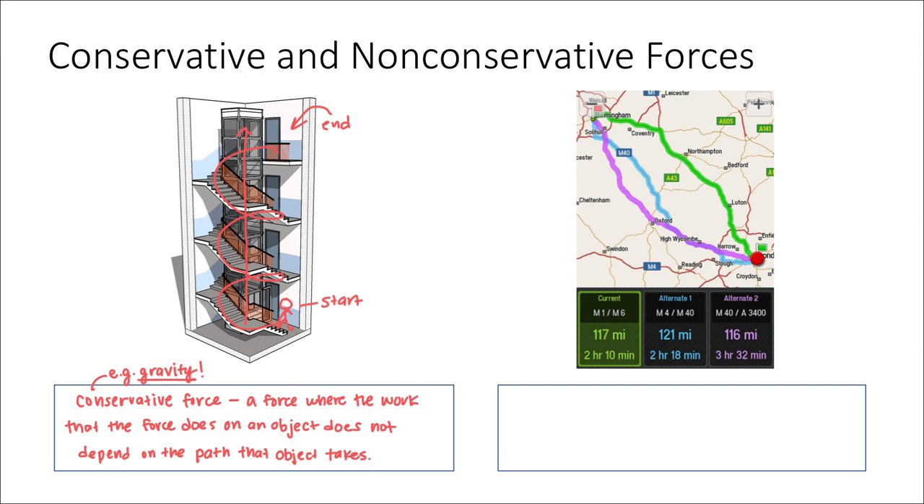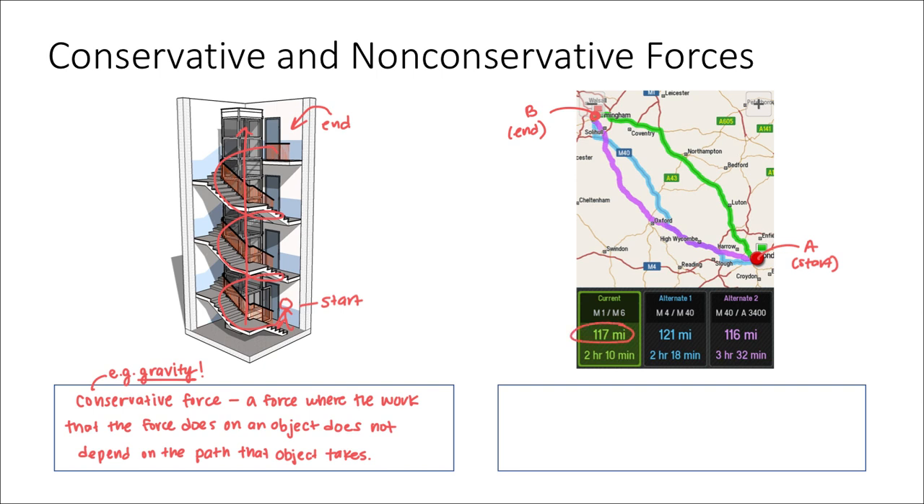Now, when it comes to a non-conservative force, I'd like you to think about your GPS. If you've ever used your GPS, you've probably been given a few different selections for a route that you'd like to take from point A to point B. So let's say you're right here at this red dot. This is point A. That's your starting position. And then you end over here at point B. And hopefully we agree that point A and point B are the exact same, right? No matter what route you take, you're going to start at A and end at B. However, the path that you take between A and B is not the same, right?